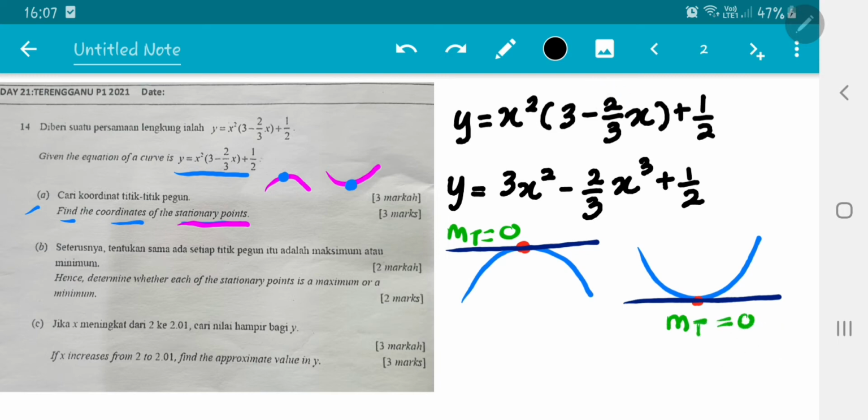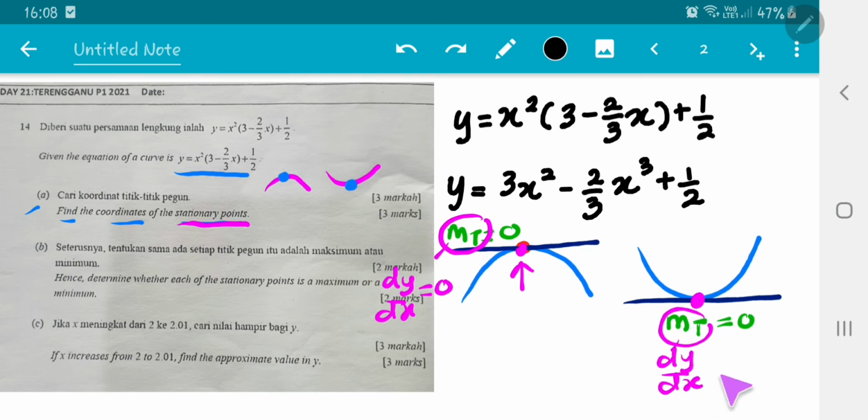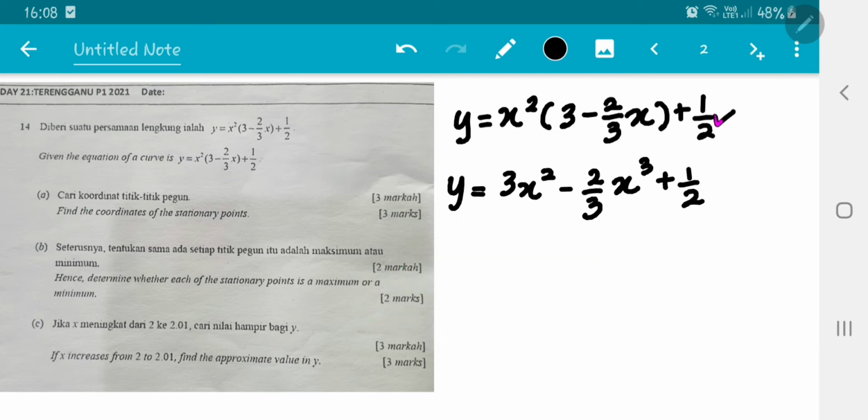In the topic of differentiation, the symbol for the gradient of tangent is dy by dx. So at the stationary point, dy by dx is 0. So kita akan pakai dy by dx equals 0 to find the coordinates of the stationary point. Okay, so let's use it. This is the equation given.